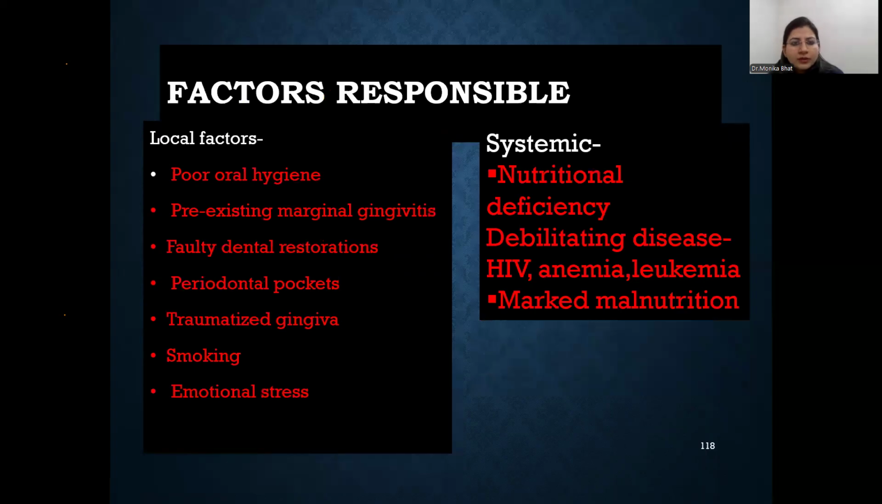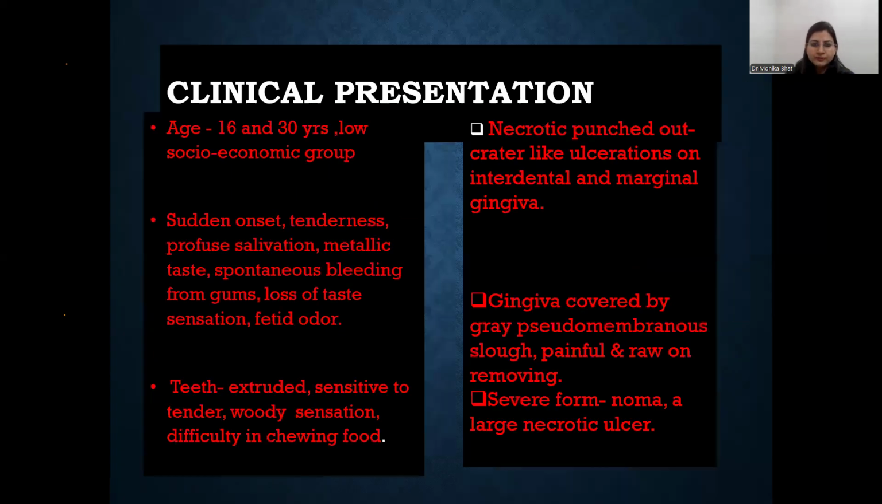The factors responsible are local and systemic. Among the local factors, persons living in the trench area have poor oral hygiene, pre-existing marginal gingivitis, and faulty dental restorations. Periodontal pockets, traumatized gingiva, smoking, and emotional stress can also be local factors. In the systemic category, we have nutritional deficiency and debilitating diseases like HIV, anemia, leukemia, and malnutrition.